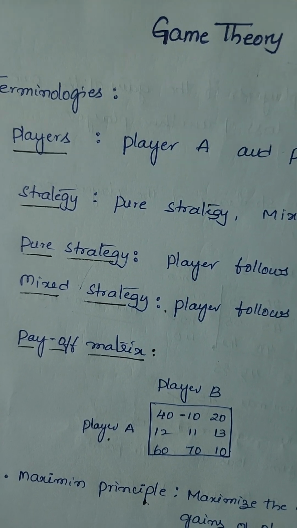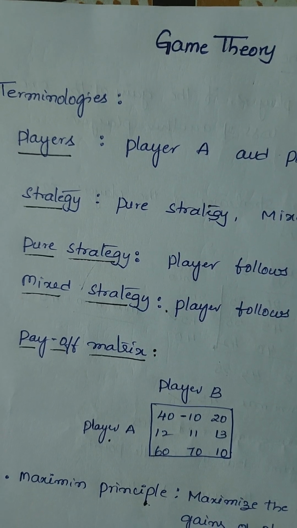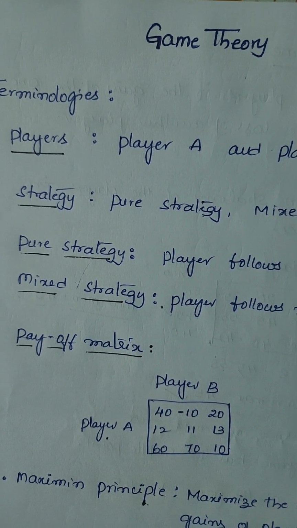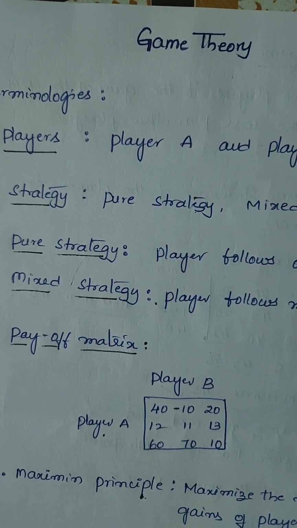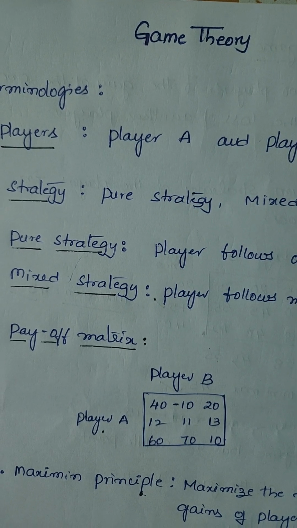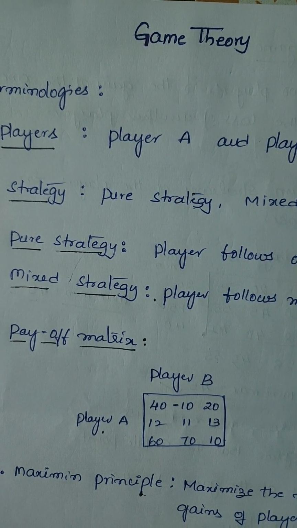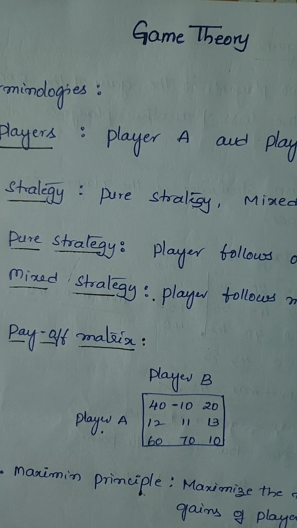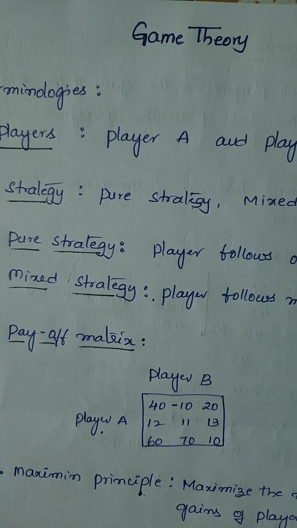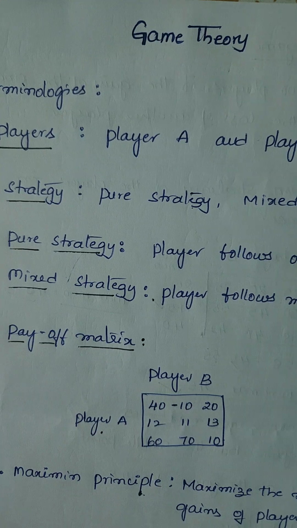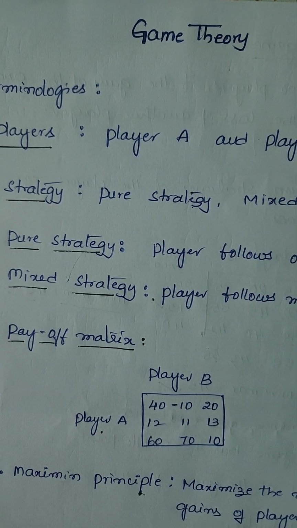Today we are going to learn some basic concepts of game theory. These are the important terminologies in game theory. The first thing is, in a game we have two players, player A and player B. Player A and player B apply some strategies. Strategies are nothing but plans to win the game.